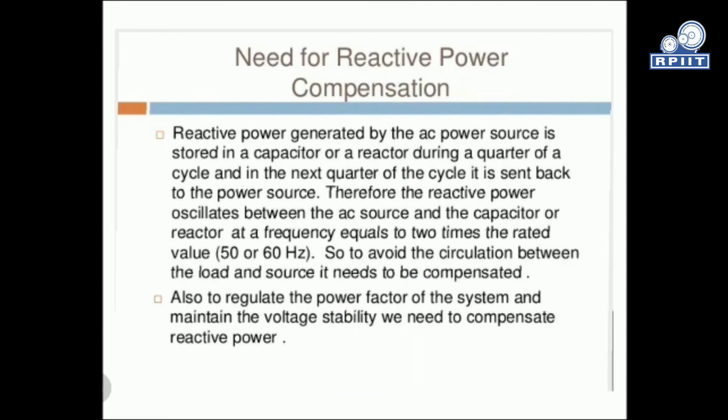The reactive power generated by the AC power source is stored in a capacitor or reactor during a quarter of the cycle, and in the next quarter of the cycle it is sent back to the power source. Therefore, reactive power oscillates between the AC source and the capacitor or reactor with a frequency equal to 2 times the rated value, that is 50 to 60 Hz, so that will be around 100 to 120 Hz. To avoid this circulation between the load and source, we have to compensate it, because due to this doubled frequency the oscillation will be very high. So we have to damp out these oscillations.